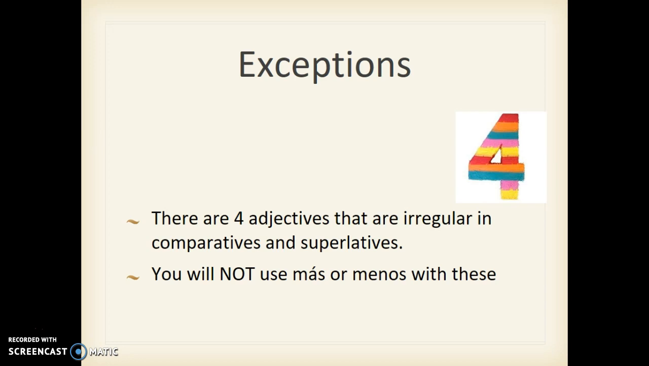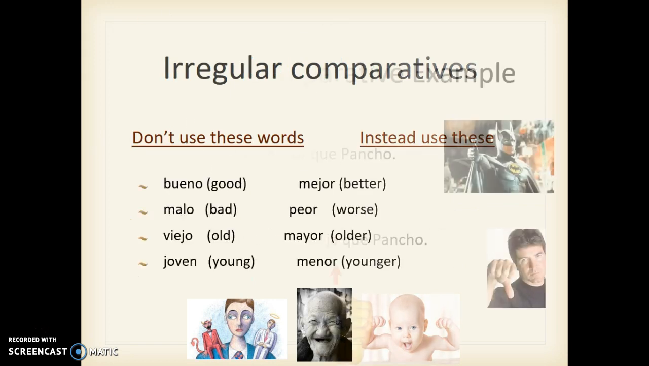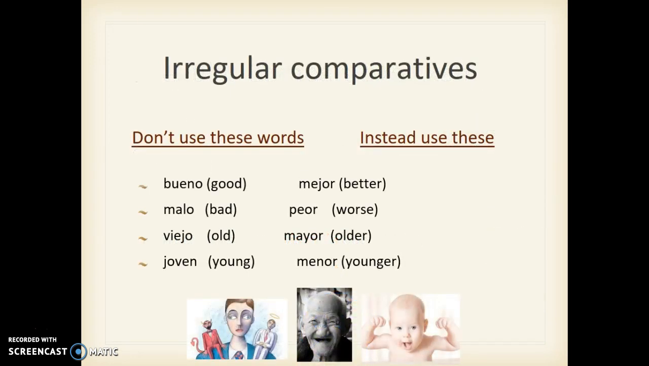You will not use más or menos with these. For example, do not use the following words: bueno, malo, viejo, and joven. Good, bad, old, and young. We don't use those when we are trying to form a comparative sentence. We have to use mejor, peor, mayor, and menor. Better, worse, older, and younger.